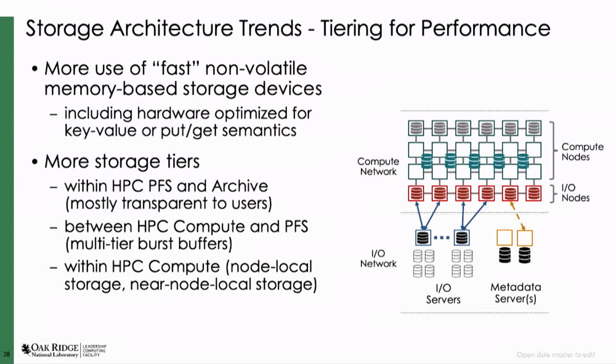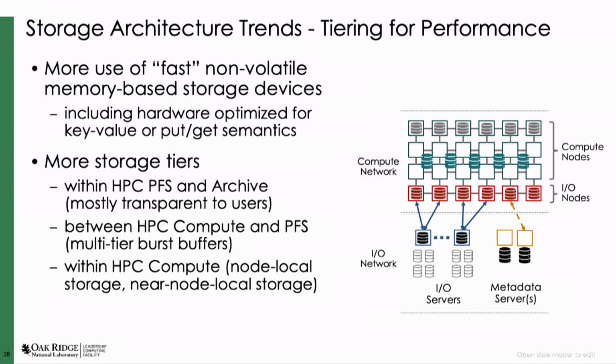So what are some of the architecture trends that are moving us? The one that's most common right now is tiering for performance. Basically, we introduce as much fast, non-volatile memory based storage everywhere in the hierarchy. Some of this hardware is actually optimized for new semantics like key value or put/get. So we deploy these things in all the tiers, and there are lots more storage tiers that include this hardware. Let's start at the top. We've already seen no local storage in the compute nodes.